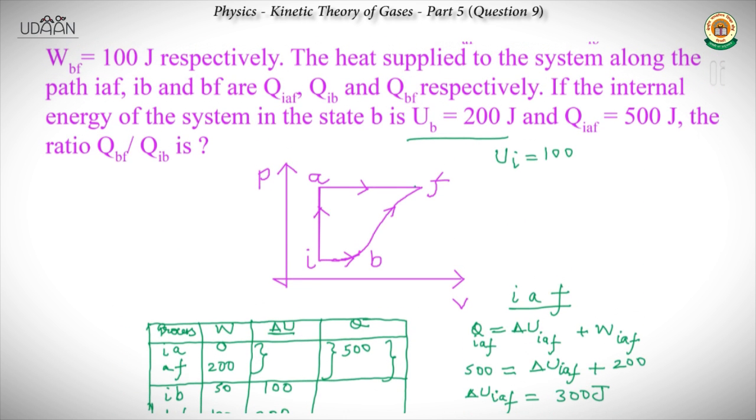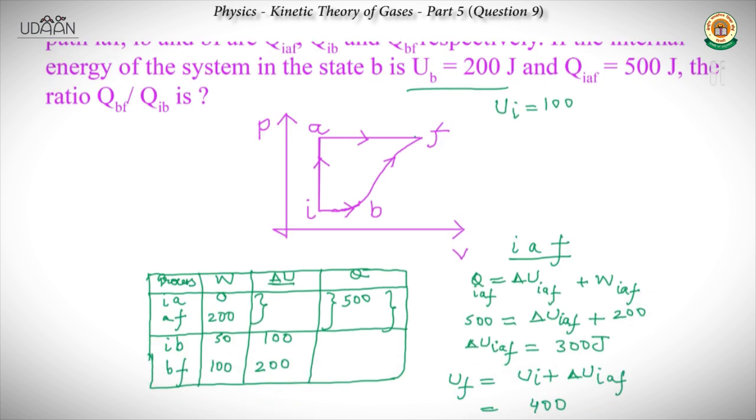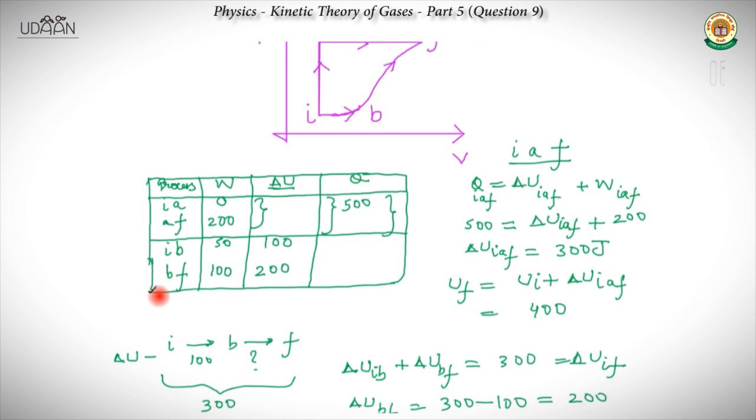Now let's see what we are asked. We are asked to find the ratio QBF by QIB. Since we have W for both of them, and delta U for both of them, we can easily find them by just adding them up.